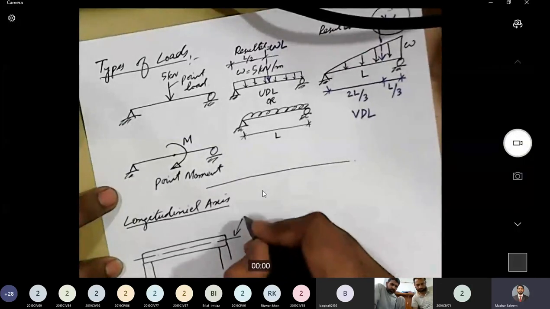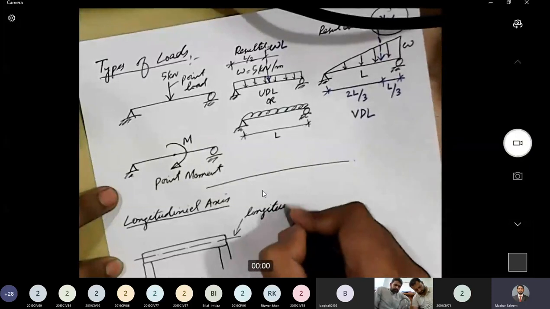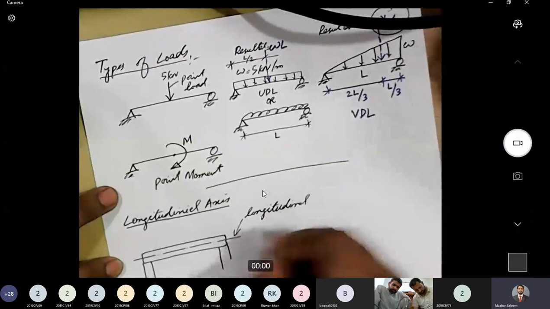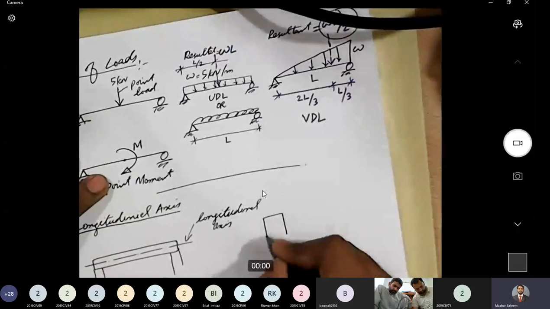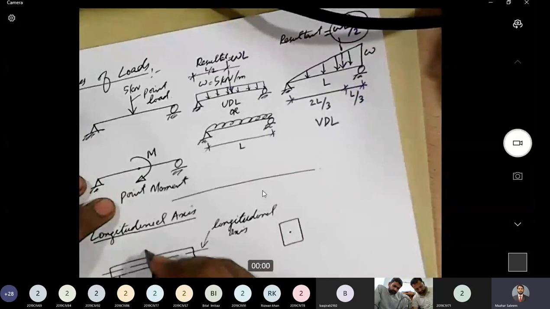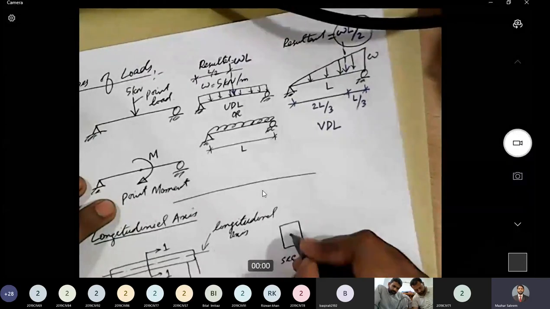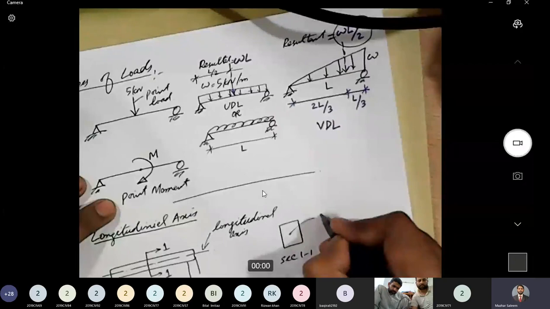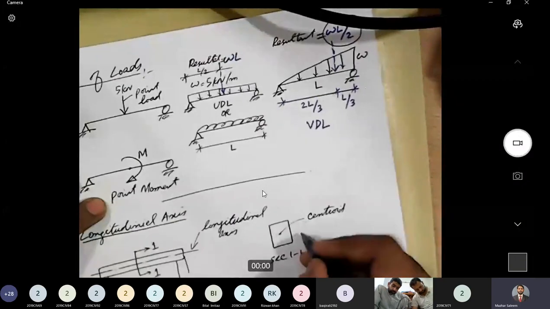This axis is the longitudinal axis. It runs along the length of the member, and if I draw its cross section, this is the centroid. So the longitudinal axis passes through the centroid. If I say that this is section 1-1, this is the centroid of the section, and the longitudinal axis passes through this centroid of the section.